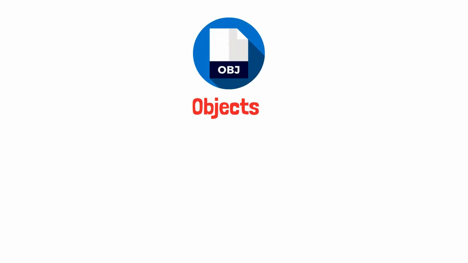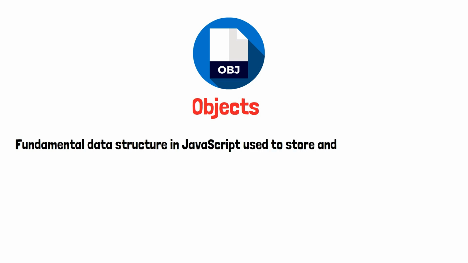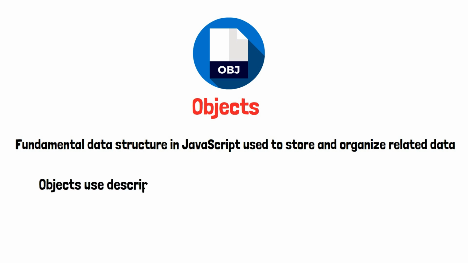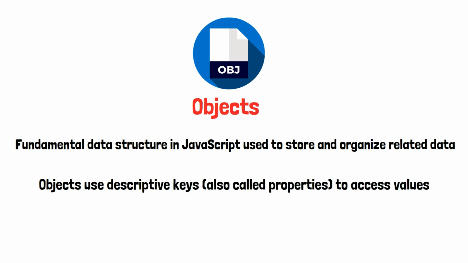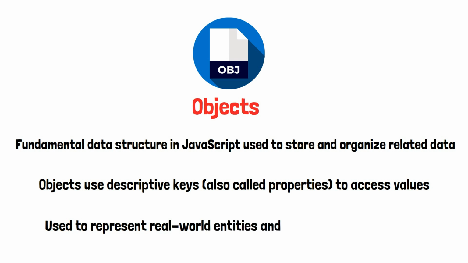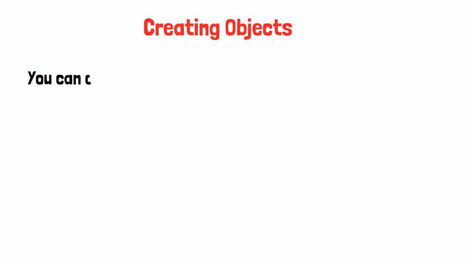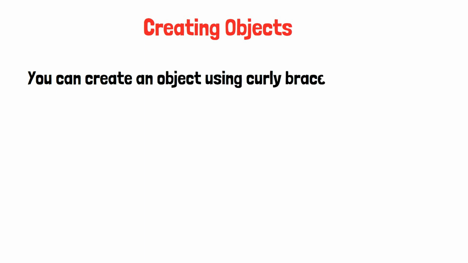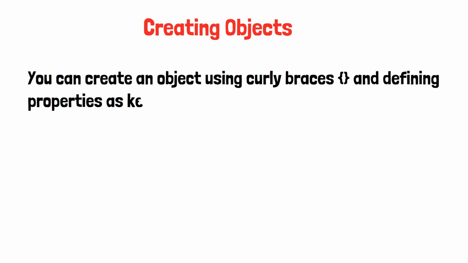Objects. Objects are another fundamental data structure in JavaScript used to store and organize related data as key-value pairs. Unlike arrays that use numerical indices, objects use descriptive keys, also called properties, to access values. Objects are used to represent real-world entities and complex data structures. Creating objects. You can create an object using curly braces and defining properties as key-value pairs.